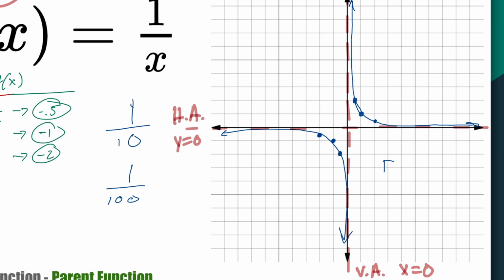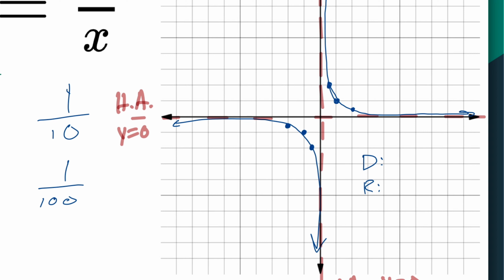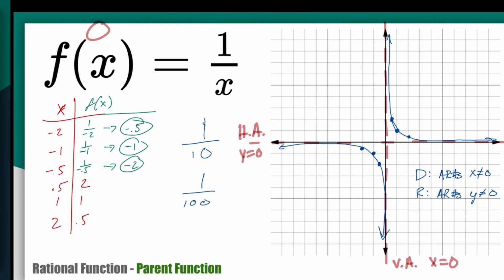Now, of course, you always want to do your domain and range. When you really look at this, the domain is all real numbers, except x cannot be equal to 0. And for your range, it's also all real numbers, but y cannot be equal to 0. So that should make that one pretty easy.